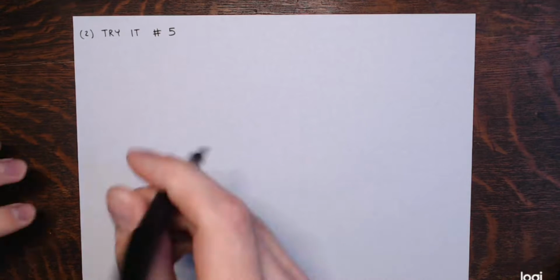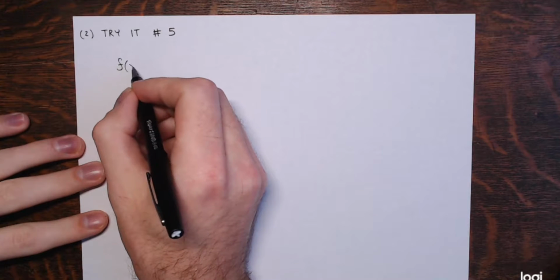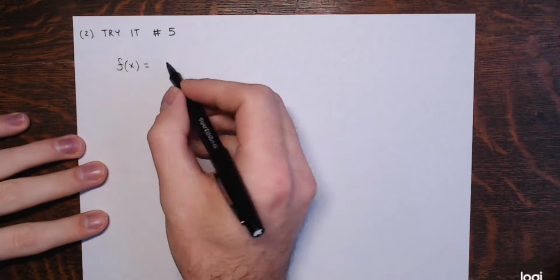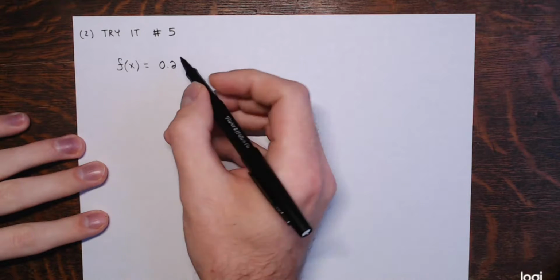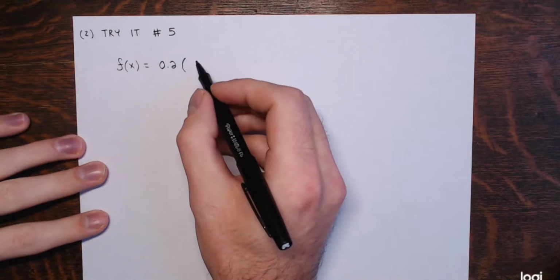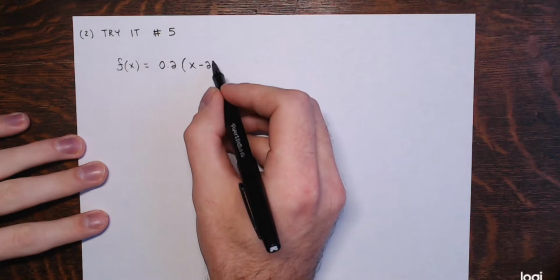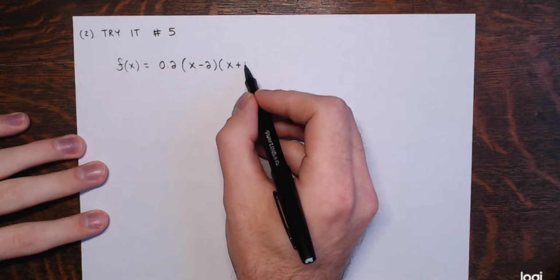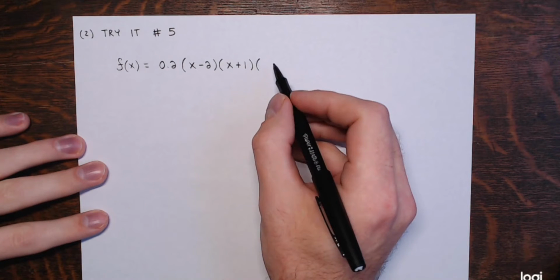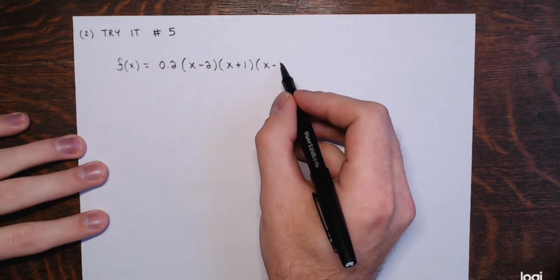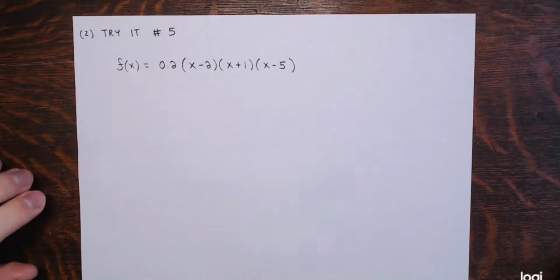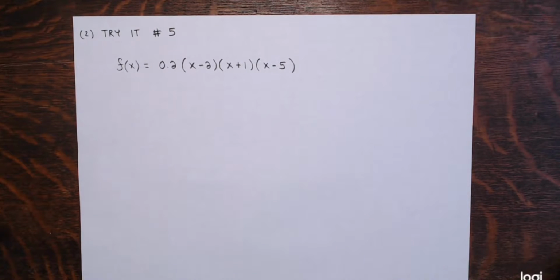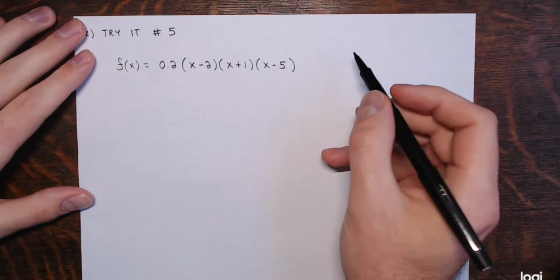And we have f of x equals 0.2 times the quantity x minus 2 times x plus 1 times x minus 5, and we're asked to write this out in general form.